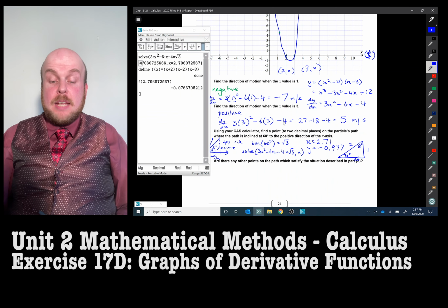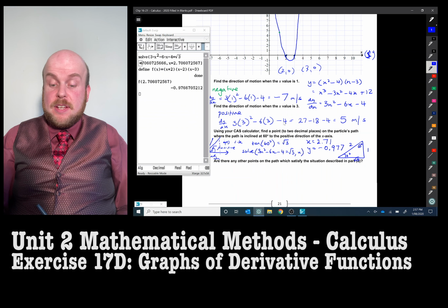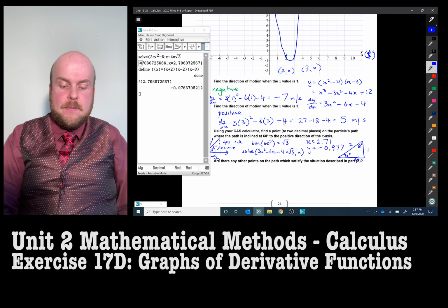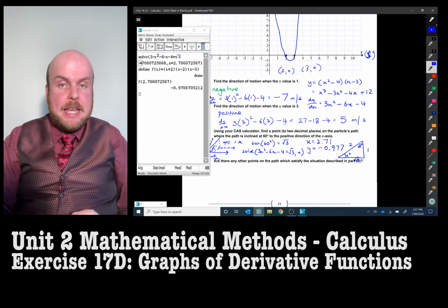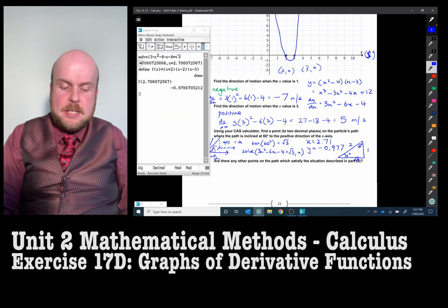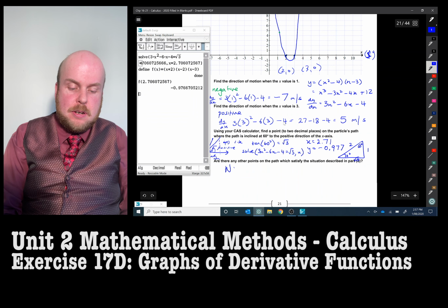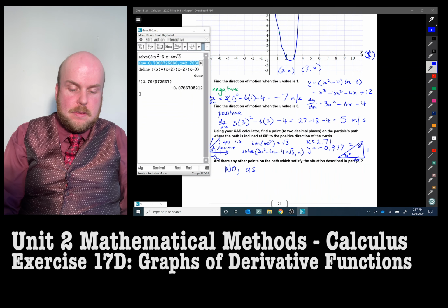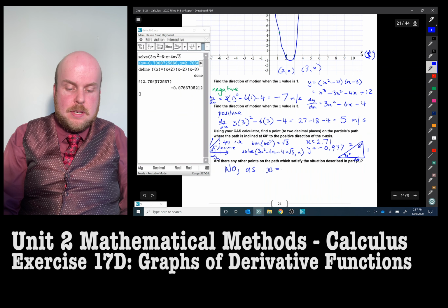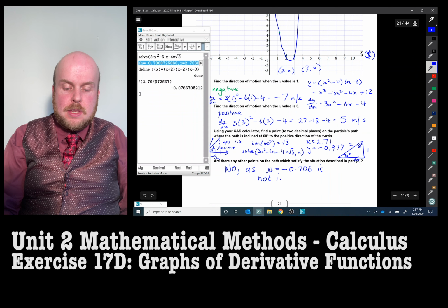The last question says, are there any points on the path which satisfy the situation described in D? Well, technically speaking, yes, but it's not within the domain. So I can say x is equal to negative 0.706 is not in the domain.